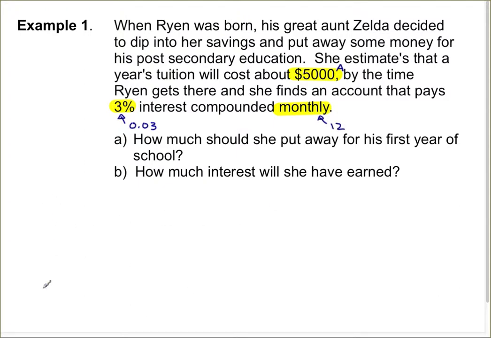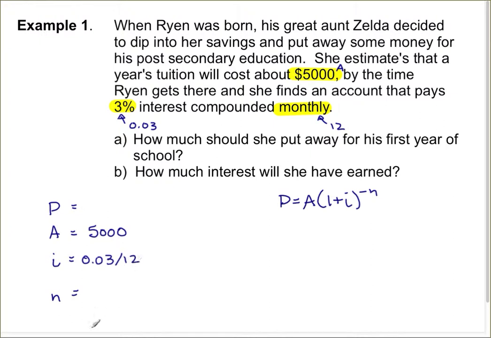So here's what we're going to do. I'm still going to write down the side, but instead of PIN, I'm going to write PAIN, P-A-I-N, because that's the order it appears in now. P equals A, 1 plus i to the negative n is our formula now that we're trying to find the P. So I don't know the P. This is the amount we want in the future, so it's my A, $5,000. i is 0.03. However, since it's compounded monthly, I have to divide it by 12.